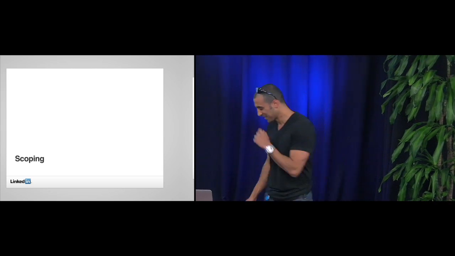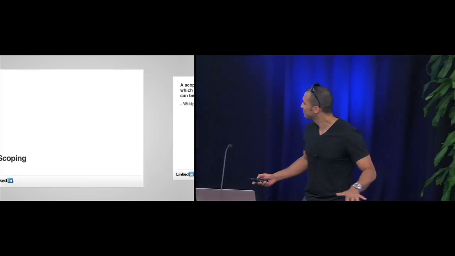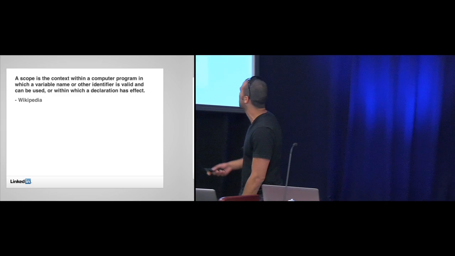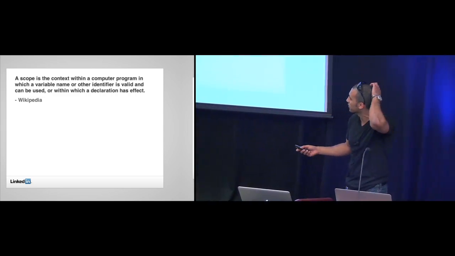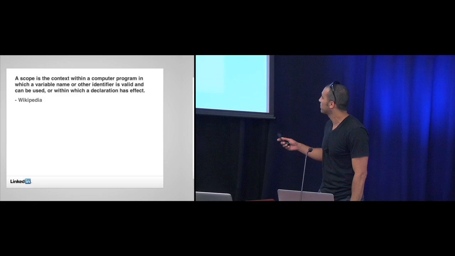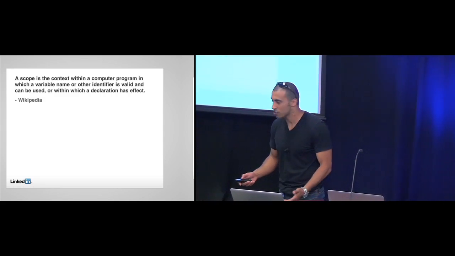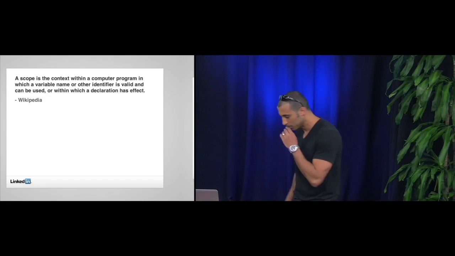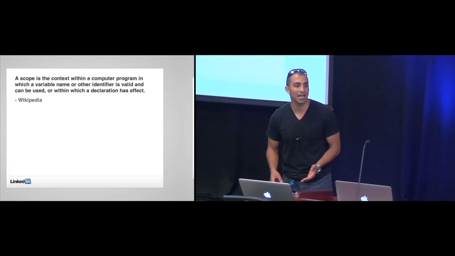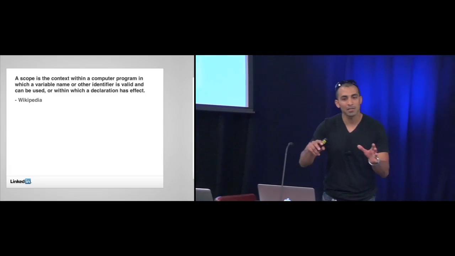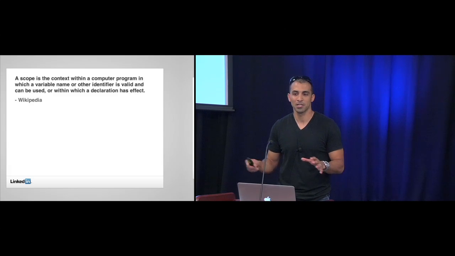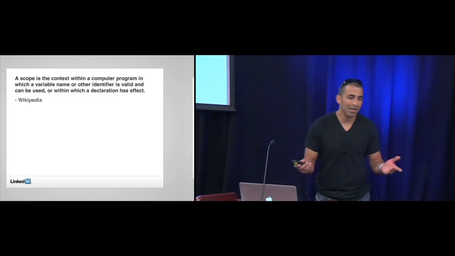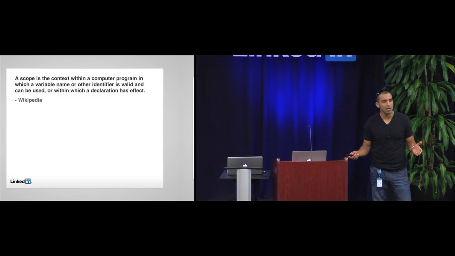I know you know the answer, but I'm going to go ahead and give you the Wikipedia answer, which is a little verbose, and I feel a little bit off topic. He says a scope is the context within a computer program in which a variable name or other identifier is valid and can be used, or within which a declaration has effect. A little verbose. Basically, all it means is that in any piece of code, a scope is the part of it in which you can define new variables. So basically, it is a declaration space. Outside of the scope of a program, those variables may or may not have effect.